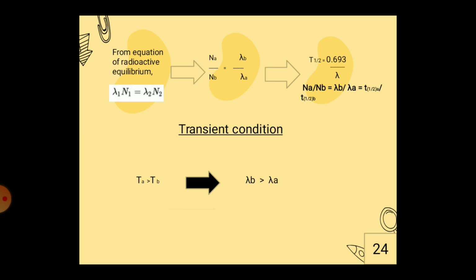So now let's move on to the transient condition. As per the definition, the half-life of the parent is greater than the half-life of the daughter. Since the decay constant is inversely proportional to half-life, the decay constant of the daughter is greater than that of the parent.